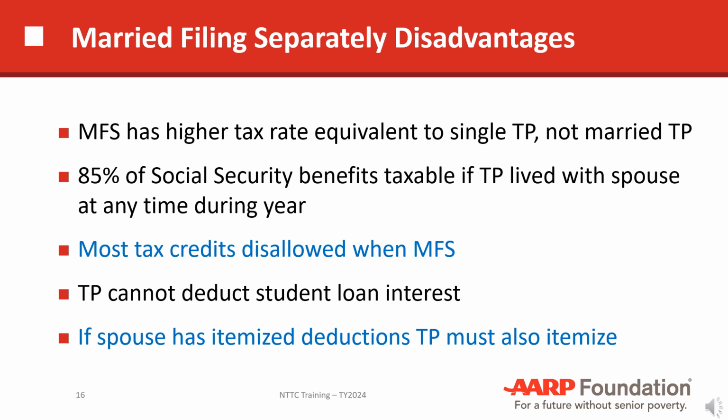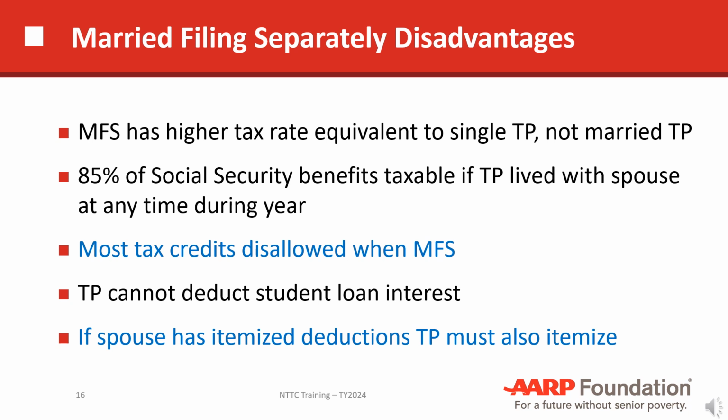Another problem with MFS is that if the spouse itemizes their deductions, and this is common because oftentimes when a couple splits up, one of the spouses gets to keep the house, and of course the house has a lot of deductions that can be taken on their itemized deduction Schedule A. So if one spouse takes these deductions for the house on their Schedule A, such as mortgage interest, real estate taxes, that kind of thing, the other spouse must also itemize the deductions. And oftentimes that other spouse has no deductions that they're able to itemize, so they really don't get any benefit at all from that, and they end up getting hurt by it.